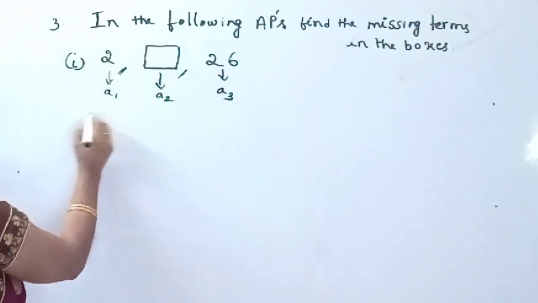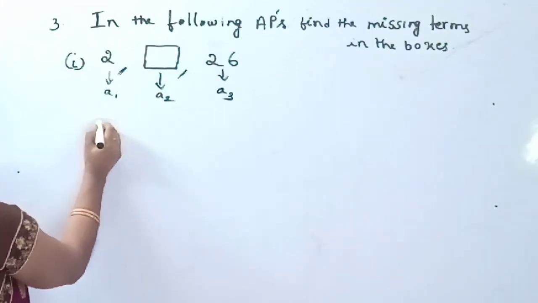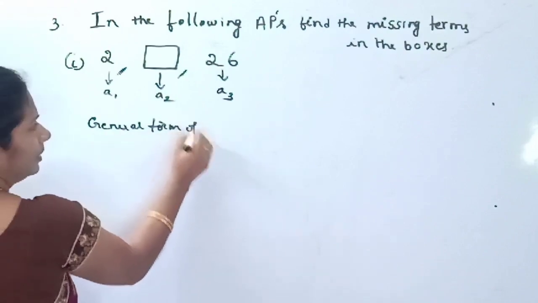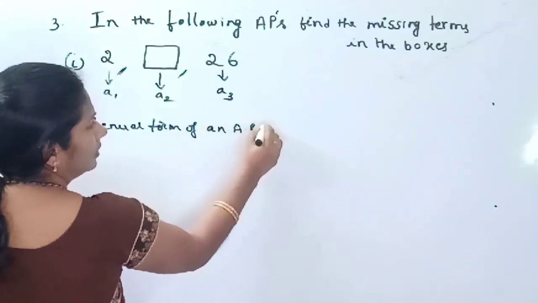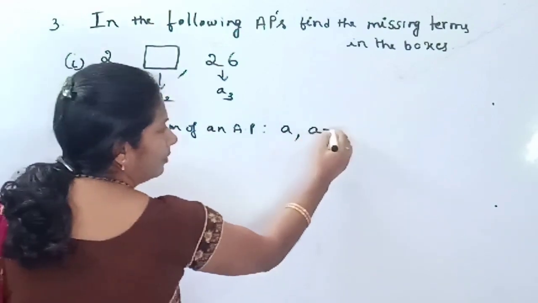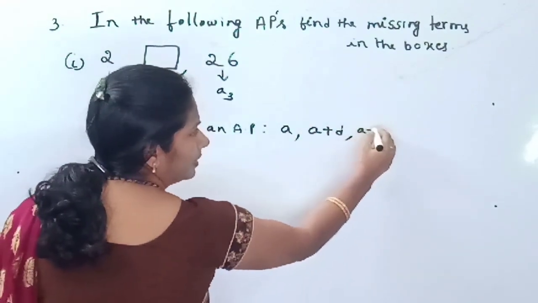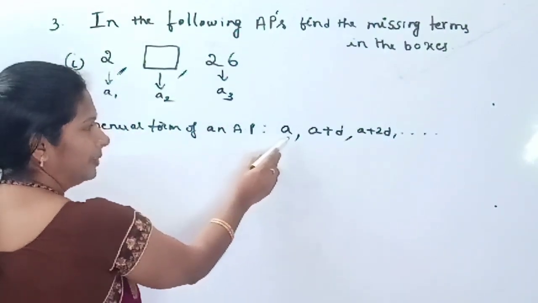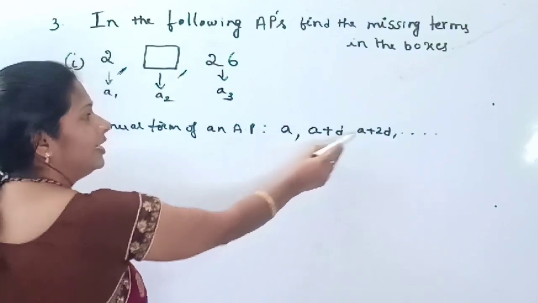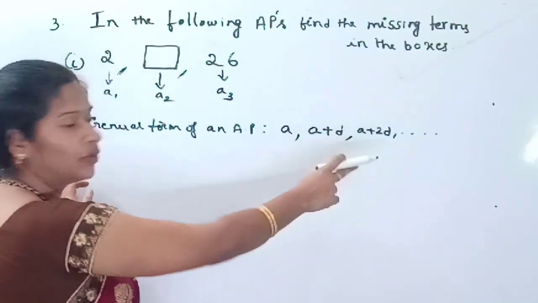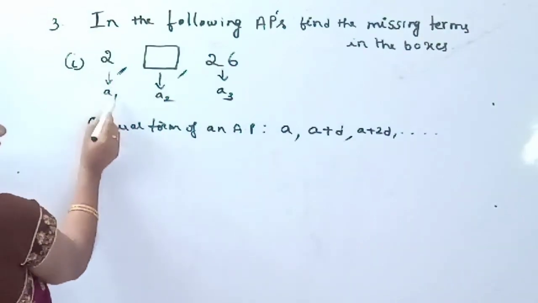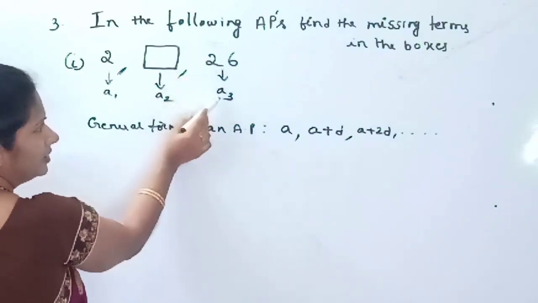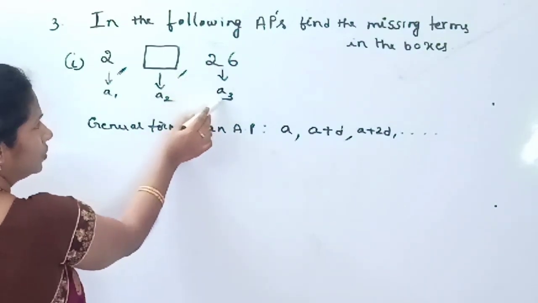So here we know the general form of an AP. What is the general form of an AP? A, comma, A plus D, comma, A plus 2D and so on, isn't it? So now this is the first term, it is A. Now the second term, that is A plus D, we have to find out, and this is the next, third term, it is A plus 2D, isn't it?